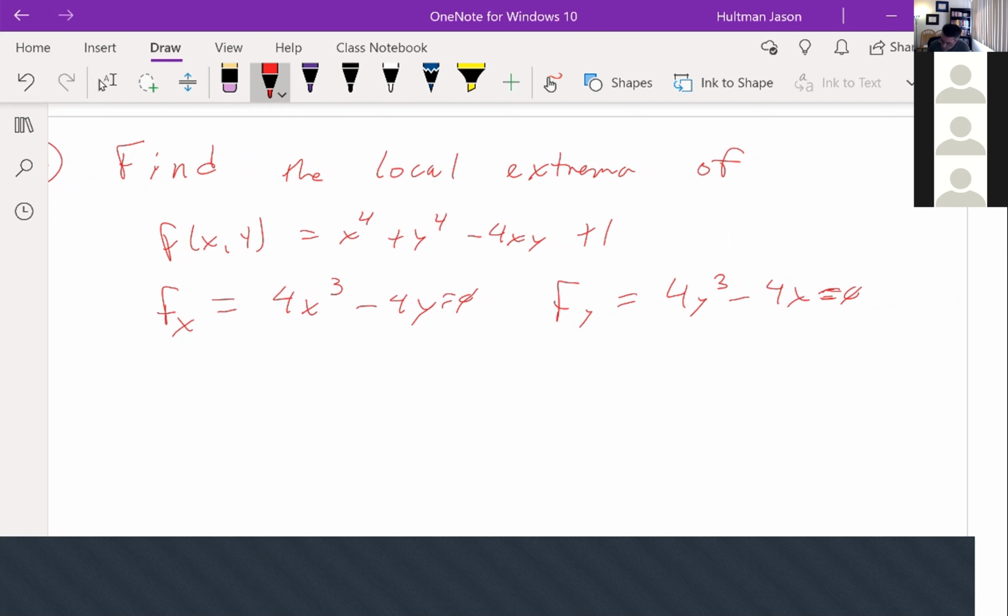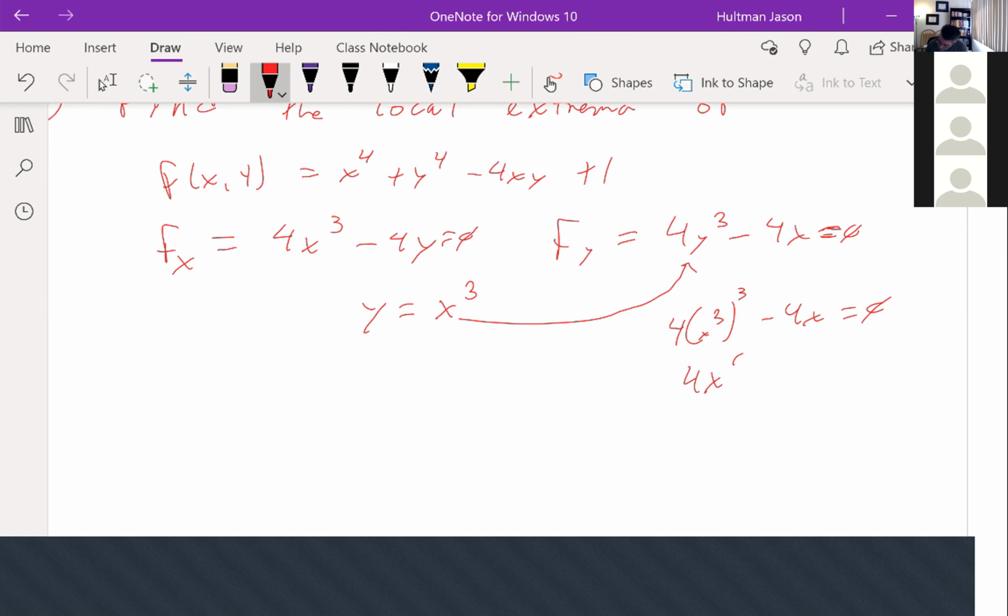So what do we want to do? Well, let's do a little substitution here. So here y is equal to x cubed, is that right? Okay, y is equal to x cubed. So I'm going to take this and sub it in for y here. So I get 4 times x cubed minus 4x is equal to 0. So this is 4x to the 9th minus 4x equals 0. I'm going to factor out a 4x. So I get x to the 8th minus 1 equals 0.